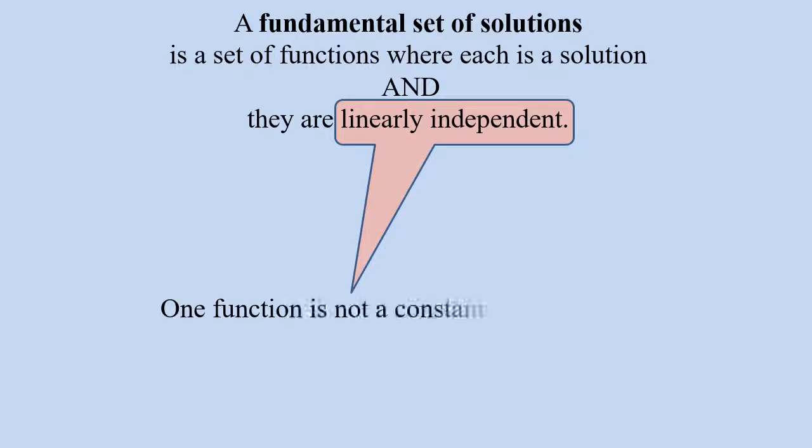And then we check for linear independence. Now, linear independence simply means that one of the functions is not some multiple of the other. And we'll see a convenient way of checking for that.